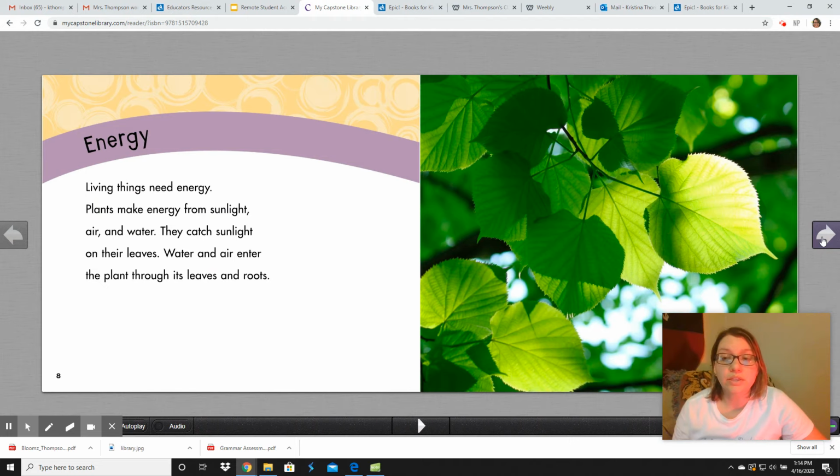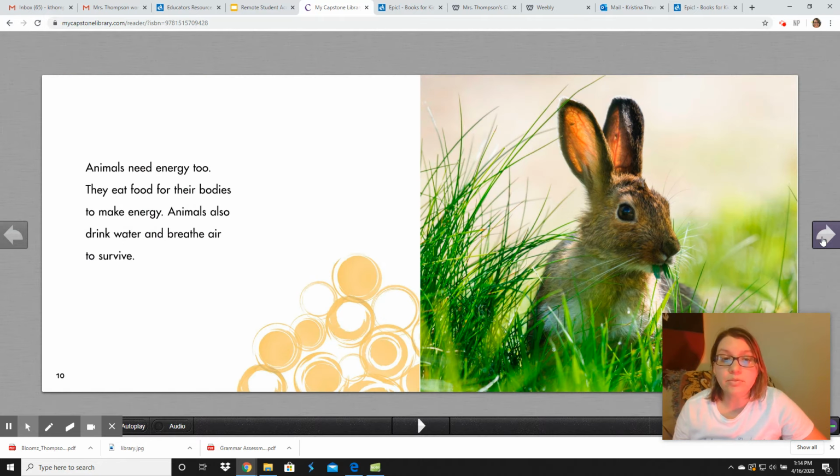Energy. Living things need energy. Plants make energy from sunlight, air, and water. They catch sunlight on their leaves. Water and air enter the plant through its leaves and roots. Animals need energy too. They eat food for their bodies to make energy. Animals also drink water and breathe air to survive.